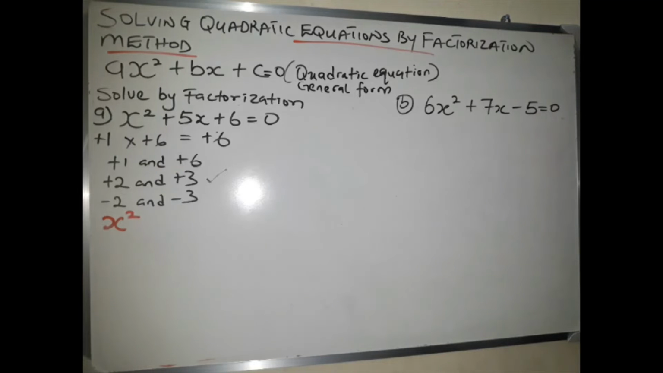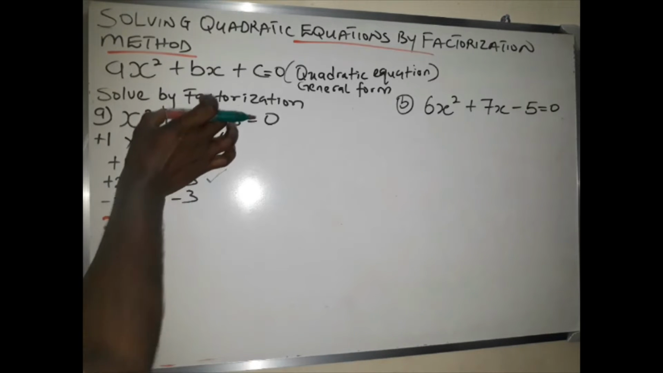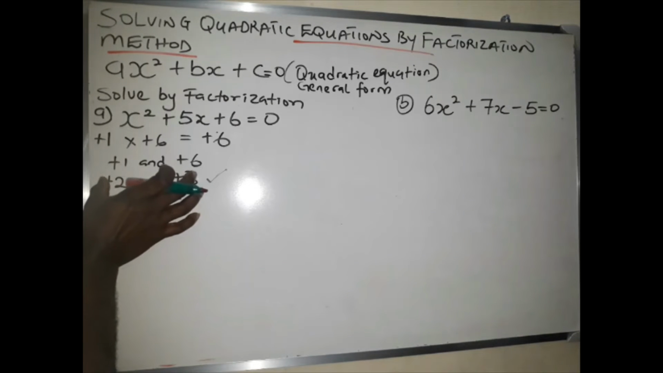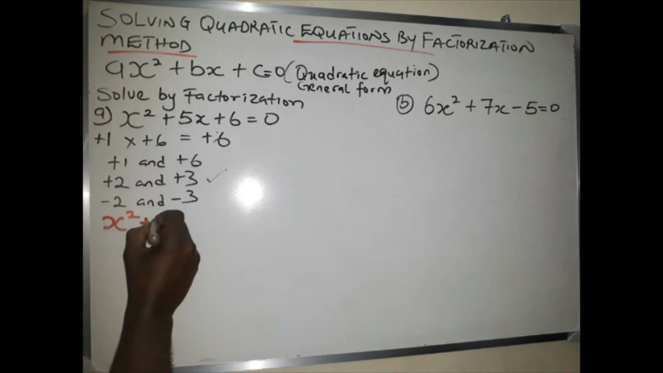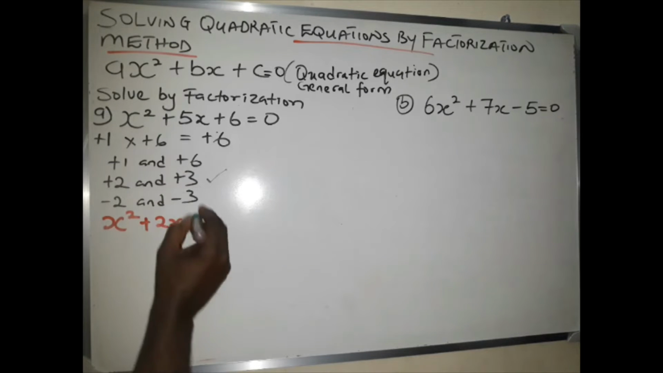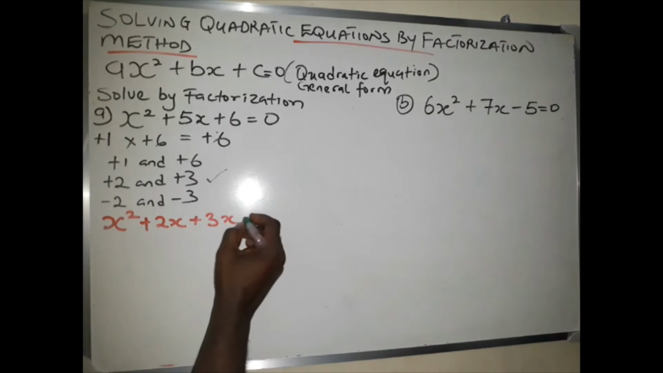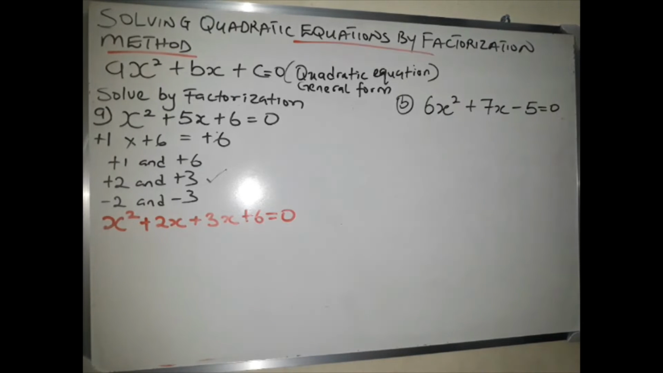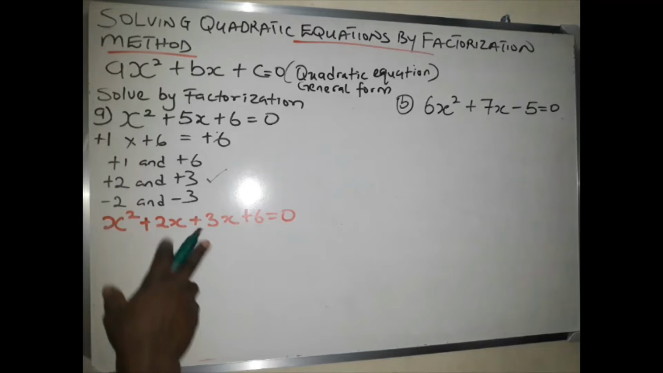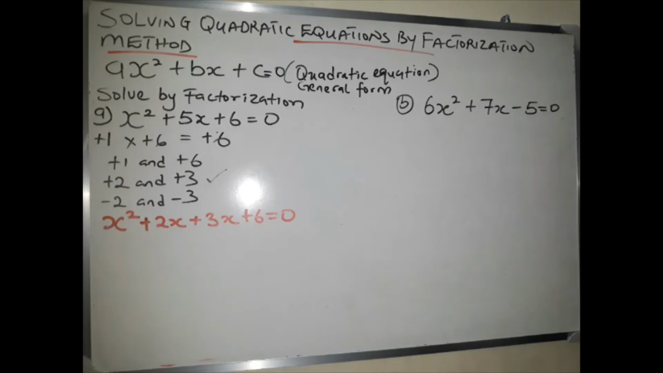right? x raised to the power 2. Then you take out plus 5x, and you put plus 2x and plus 3x in its place. So you write plus 2x plus 3x, and then you write the rest of the equation, which is plus 6 equals 0. I hope you're following me now. As you can see in this equation, plus 2x plus 3x is the same thing as plus 5x.